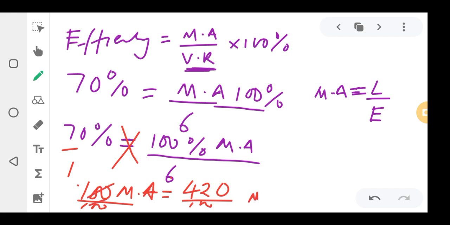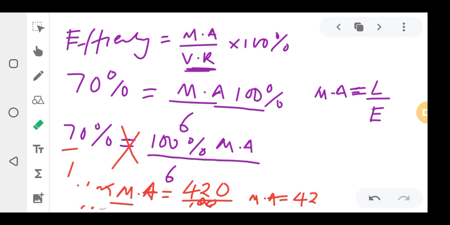So mechanical advantage is going to be what? It is equal to 420 divided by 100. What's the answer? 42. It will be 42%. I mean 42, sorry, not 42%. 42, because the percentages will cancel out.